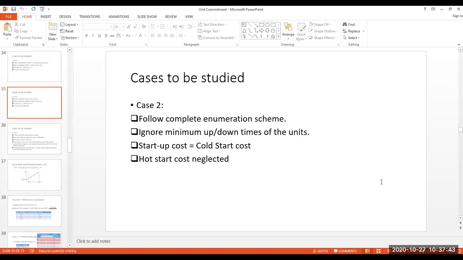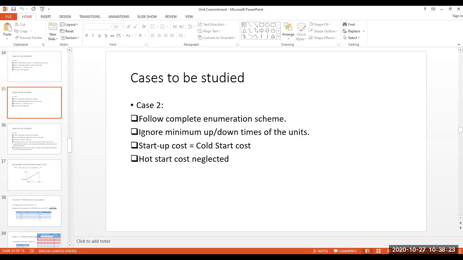In case 2, instead of following the first assumption in case 1, instead of following the priority ordering strictly, we relaxed that assumption, and we said that now we will take into account all sorts of combinations possible. Among all these possible combinations, we will take those combinations of states as the feasible states which are capable of supplying the demand at a certain hour. So instead of following the priority ordering, we followed the enumeration scheme, where we don't follow the priority scheme.